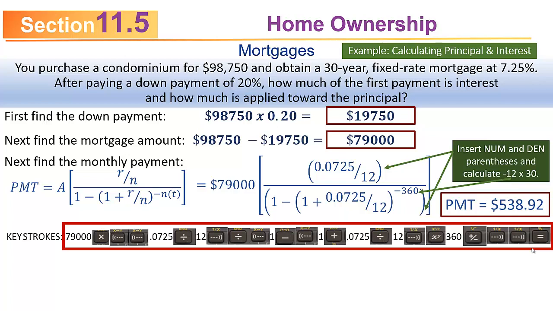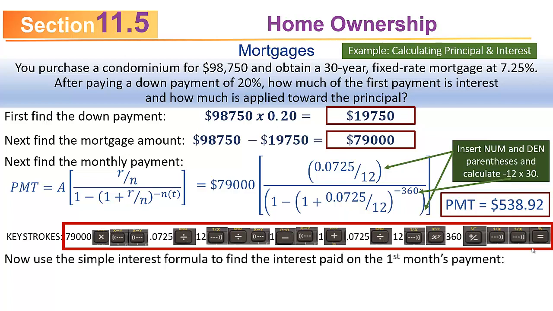So this monthly payment of $538.92 is going to be split into two pieces. The first piece is how much the bank takes out as profit, and that's calculated by looking at the interest rate. And then whatever's left goes to reduce the principal. So let's do this. The simple interest formula on the first month's payment tells you the answer to the question about how much profit the bank will make. In other words, how much interest is charged by the bank.